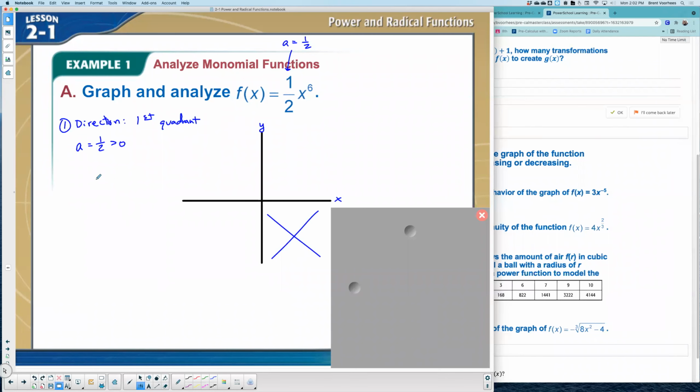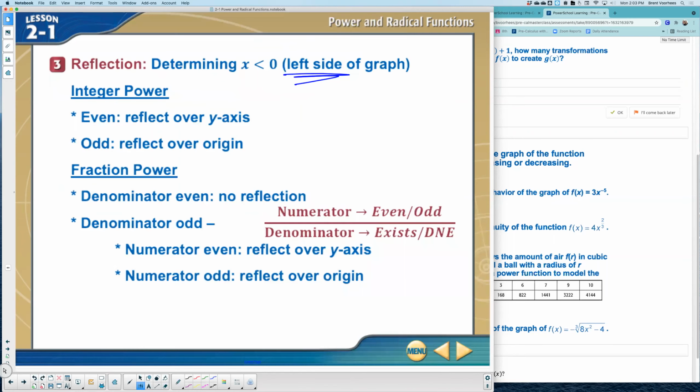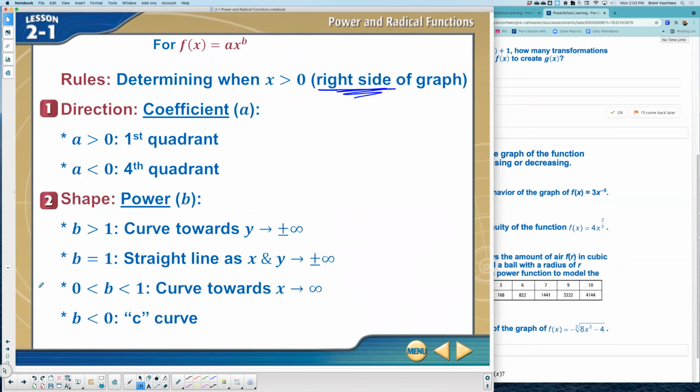Rule 2, let me go ahead and do this. Rule 2 deals with what I call the shape. Each graph has one of 4 shapes, and it's all determined based off the power. The power here, they use the letter B, and so they'll say B equals 6. So when you look at the B value, the 4 shapes on the cheat sheet come down to one of 4 things. So you're looking at the B value.